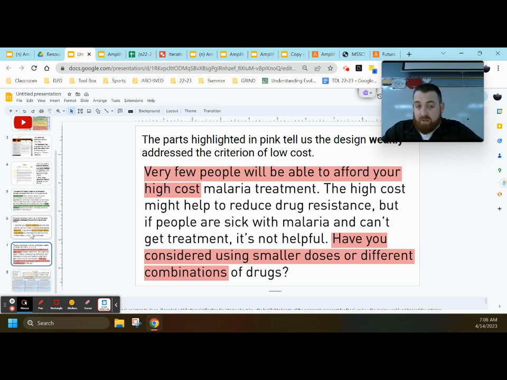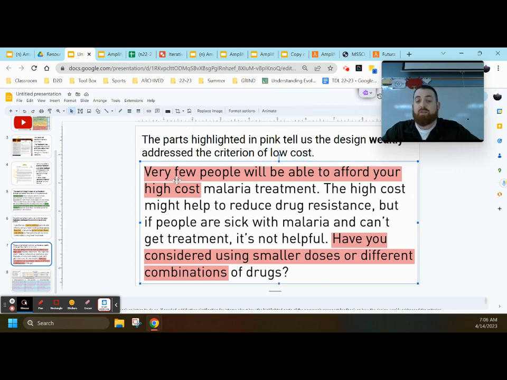Last but not least, you might get feedback, as we can see with the red or pink highlighted section, where you weakly address the criteria. This person weakly addressed the criteria related to cost and keeping it low. So very few people will be able to afford your high costs for your malaria treatment. The high costs might help to reduce the drug resistance, but if people are sick with malaria and can't get treatment, it's not helpful.